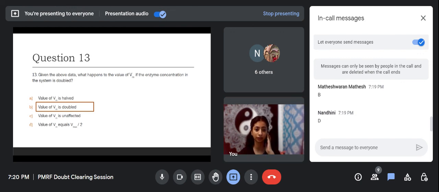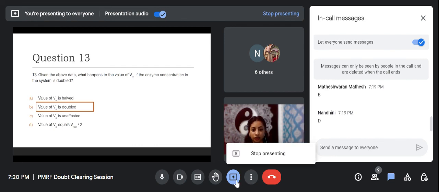Ma'am, yeah, I have a doubt. In limiting substrate, can you explain it with three reactants and the product will be 2P? What? I did not get it. Sorry. Limiting substrate, ma'am. Can you explain it with three reactants? Okay, I can try that.